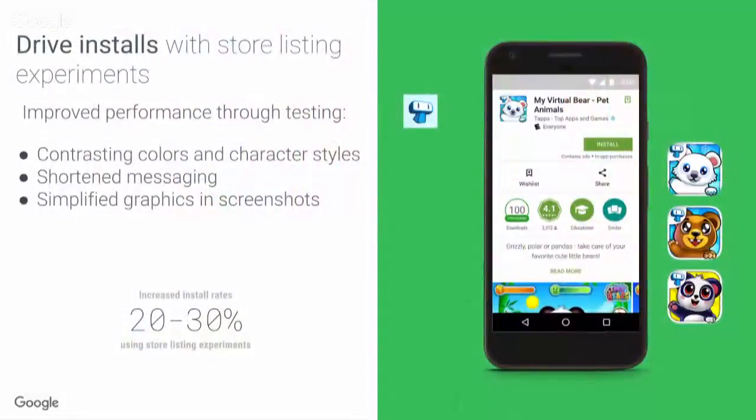Just to give you some context for what this means, this could be everything from optimizing the different in-app events that matter to you. It could be experimenting with the first open page. And it could even be experimenting with the App Store landing pages too. And this is a great study from the Play team. They found with this customer, My Virtual Bear, that they were able to improve install rates by 20 to 30% just by improving the App Store landing pages, shortened messaging, better graphics, and that had a fundamental change on their performance of their acquisition campaigns.